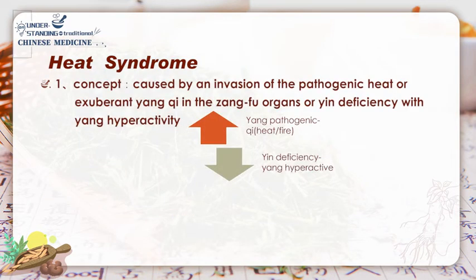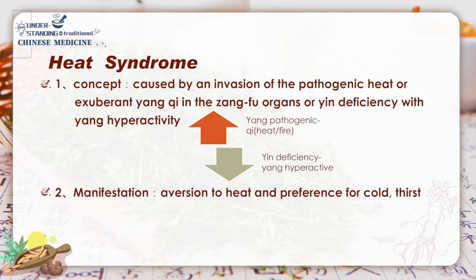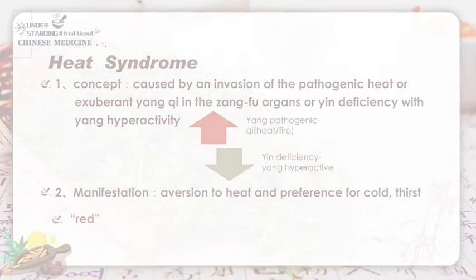The heat syndrome is caused by an invasion of pathogenic heat or excessive Yang qi in the zangfu organs, or deficiency with Yang hyperactivity, manifested as aversion to heat and a preference for cold, sweating, thirst, red face, yellow and dry tongue coating, rapid pulse. The characteristic, using one word, is red.